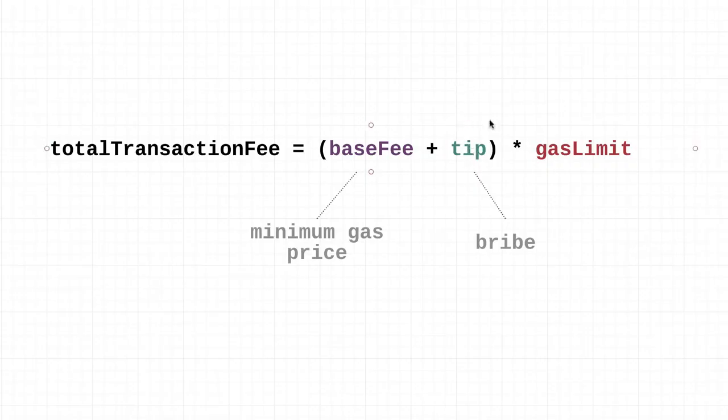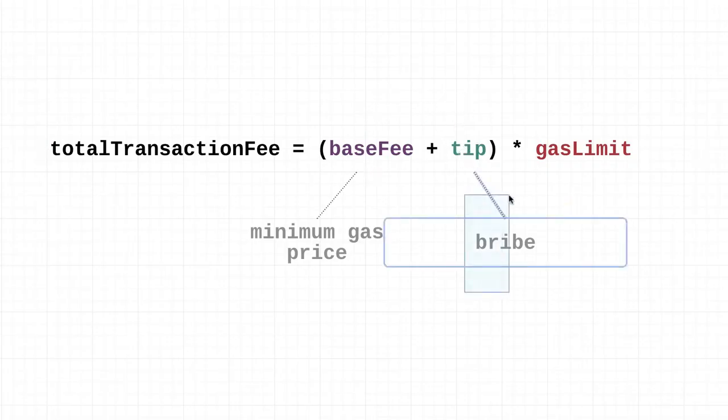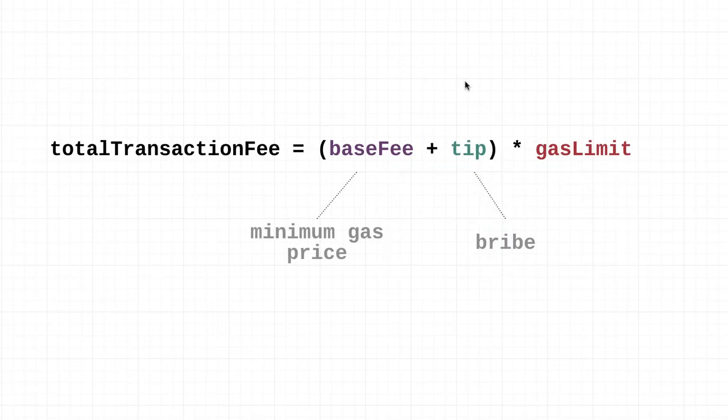So what is this tip? Well, if you go online, it's going to say that the tip compensates miners for executing and propagating user transactions in blocks and is expected to be set automatically by most wallets. Now, what that means is pretty much just a bribe to miners. In other words, miners are going to prioritize the transactions with the highest priority fees, or in other words, bribes, ahead of all the other ones.